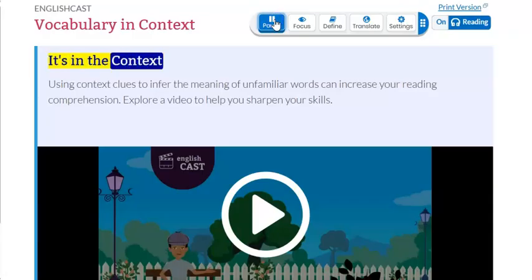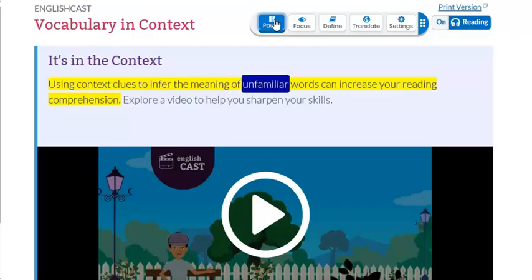It's in the context. Using context clues to infer the meaning of unfamiliar words can increase your reading comprehension. Explore a video to help you sharpen your skills.